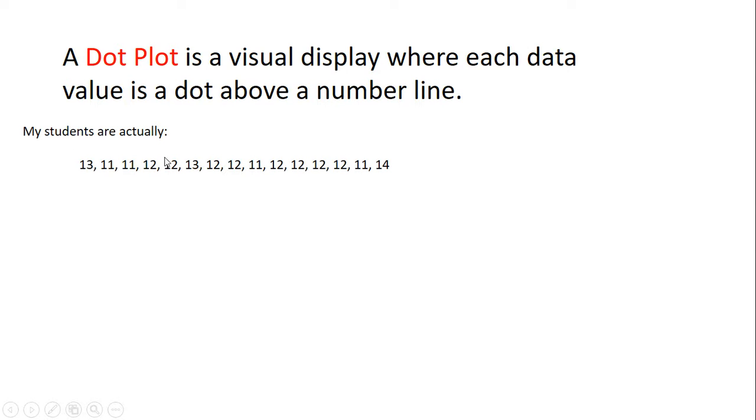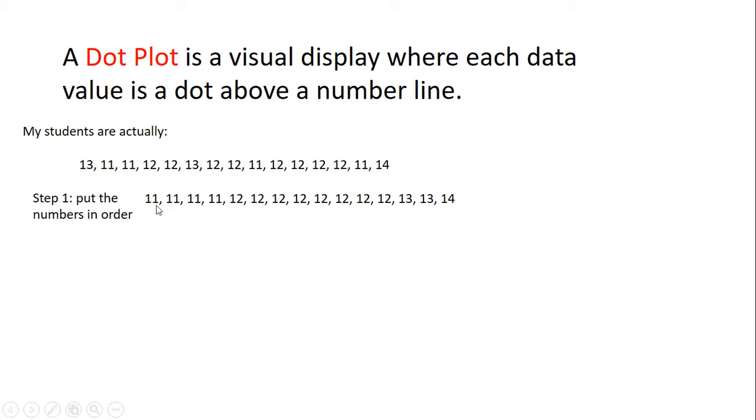If we use the data that we used in our last lesson when we learned mean, median, mode, and range, we have student ages. So some of them are 13, some of them are 11, some of them are 12, and one of them is 14, right? So this is a group of students, and these are their ages. The first step in making a dot plot is to put the numbers in order. Just like when we find the median, we want to put the numbers in order from least to greatest. So we put all the 11s together, then the 12s, then the 13s, then the 14s.